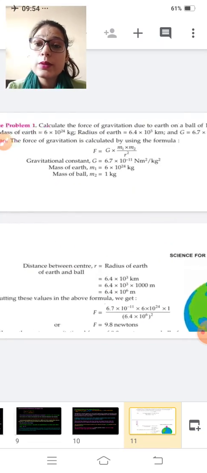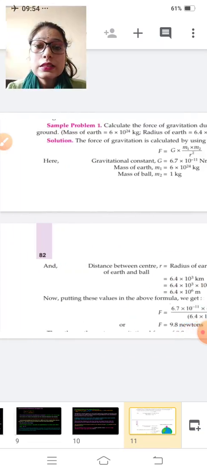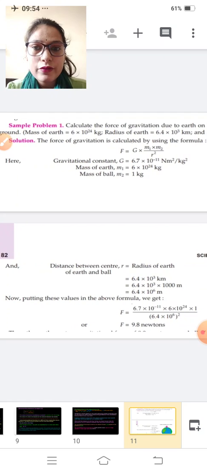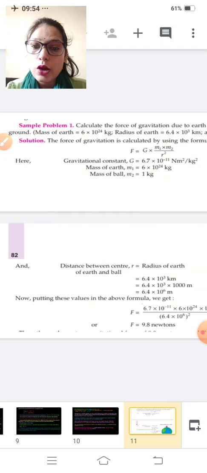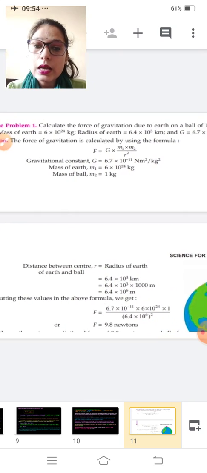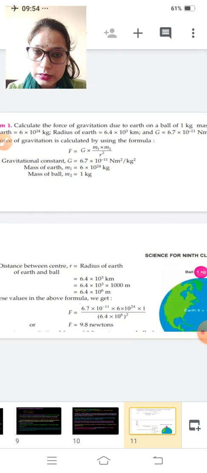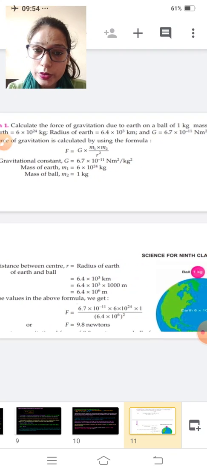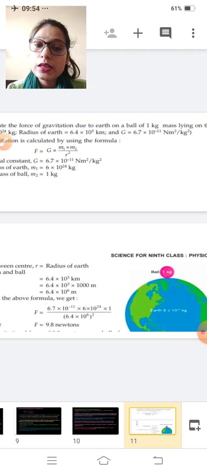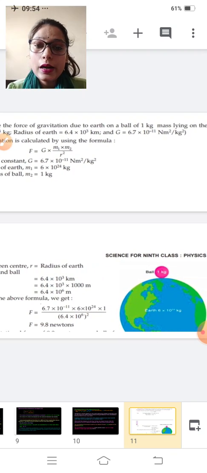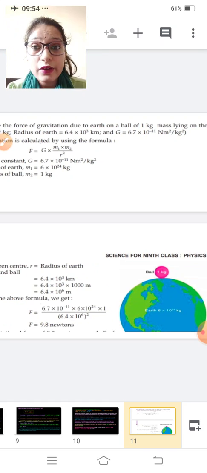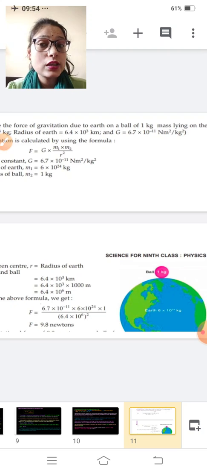Now we will do some numericals based on this. See, calculate the force of gravitation due to earth on an object on the ground. The mass of earth is given, radius is 6.4 into 10 to the power 3 kilometer, and capital G, you know the value of capital G, it is 6.7 into 10 to the power minus 11. It is not compulsory that in every question the value of G is given to you. You have to learn this value, okay?